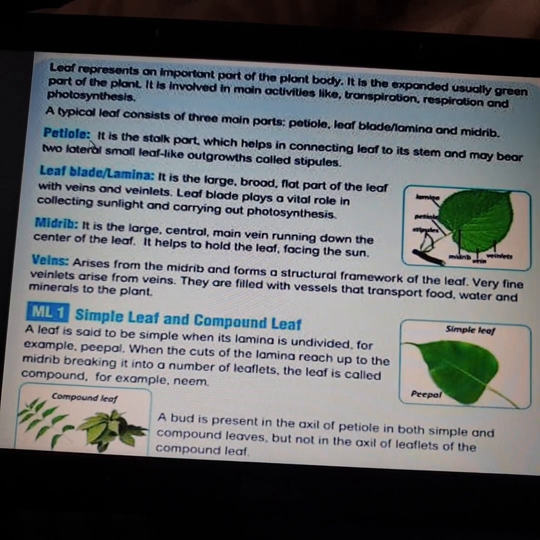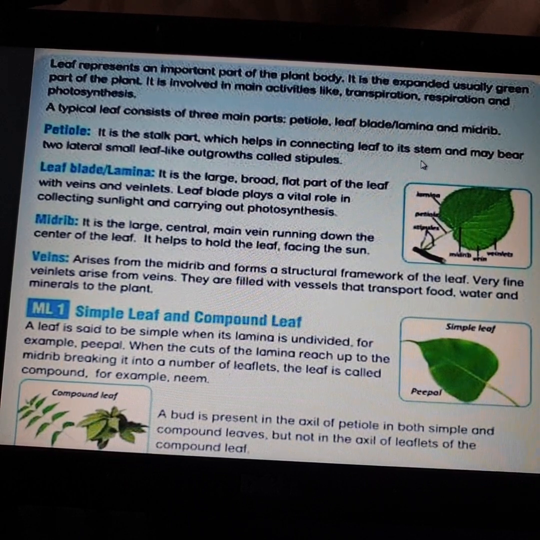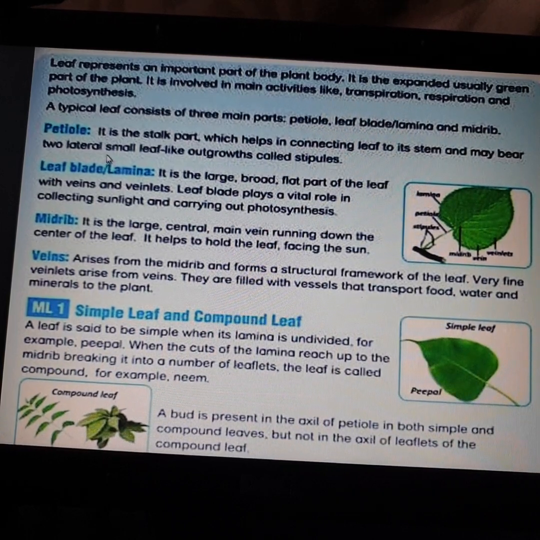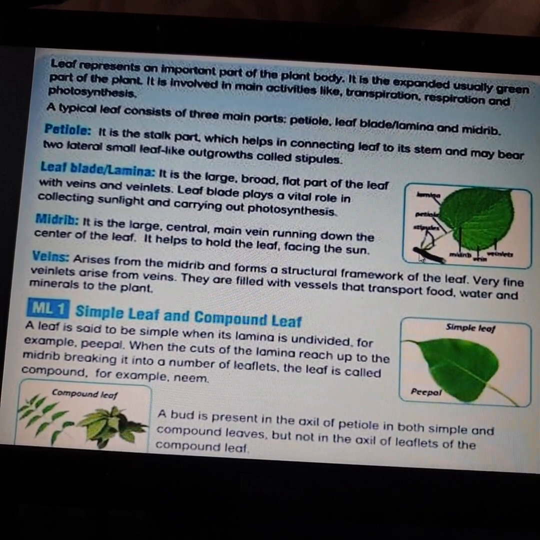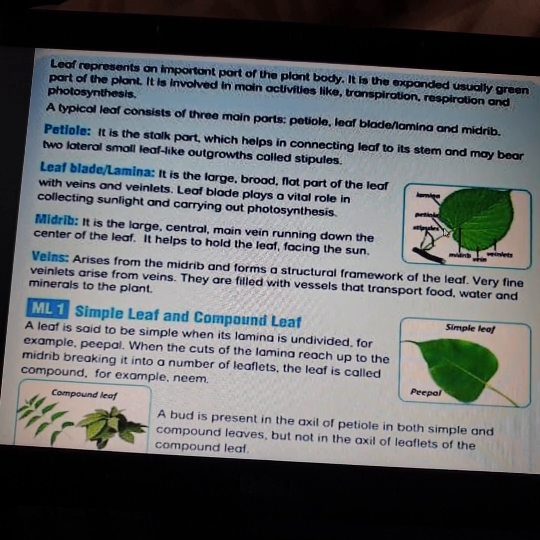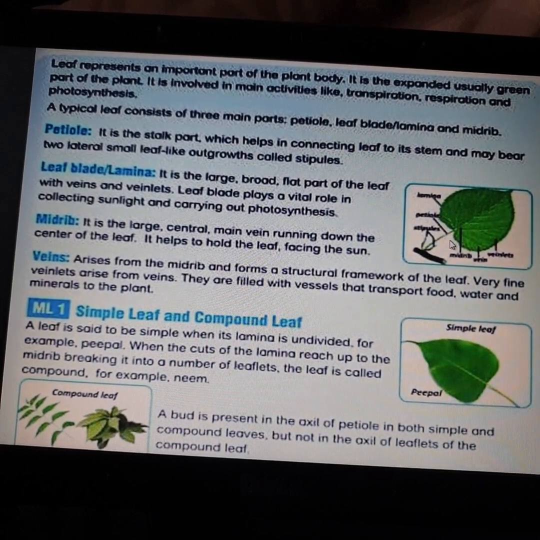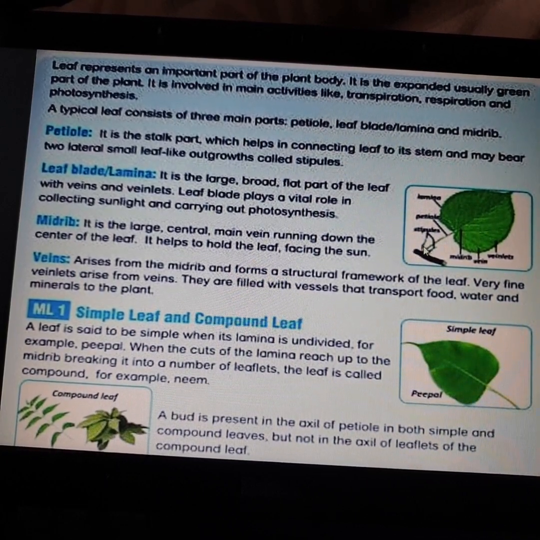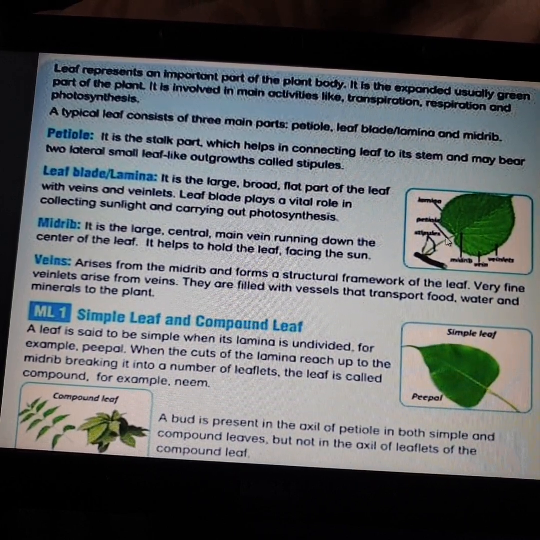What is a petiole? It is the stalk part which helps in connecting the leaf to its stem and may bear two lateral small leaf-like outgrowths called stipules. So you can see the petiole in this part. This petiole will connect the leaf with the stem. So let us take this as a stem. As you can see, this is a stem and the leaf is connected with a pipe-like structure. This structure is called petiole.